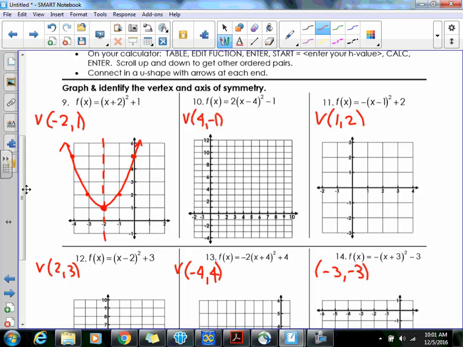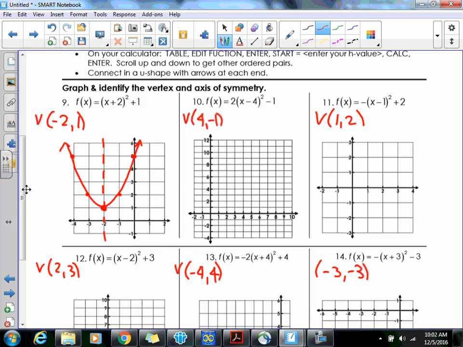Which one have you worked on? That one? Okay, put it in. Here you have the function typed in. After you have the function typed in, go to the table, find your vertex, and plot the points around it. Do your X squared. There you go.